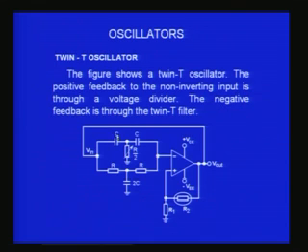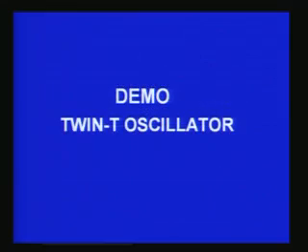If the value of capacitor is C in the T network, then in the other network it has to be 2C, and the resistor R, and in the other network it will be R by 2, and so you have the twin T network connected in the feedback point of the operational amplifier, and you get an output which is corresponding to a twin T oscillator. I will show you just the demo.